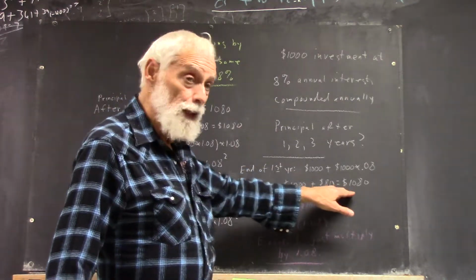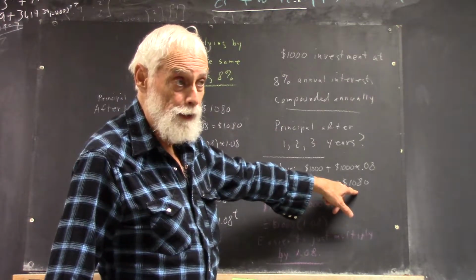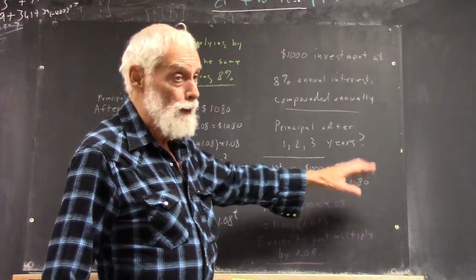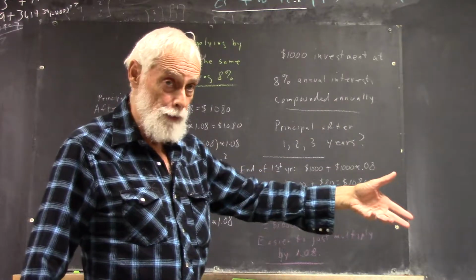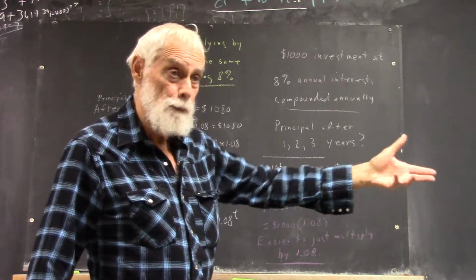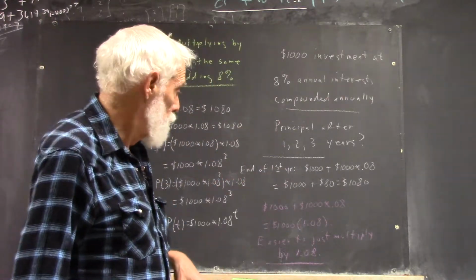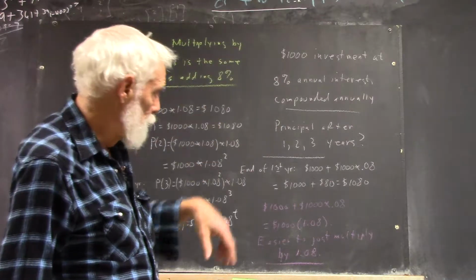Then we could go to the second year, and we do 8% of 1,080 and add it to the 1,080, right? And then in the third year, we take whatever we get after the second year, take 8% of it, and add it to what we had at the beginning of the second year. And then that's what we have at the beginning of the third year, or at the end of the third year, sorry.